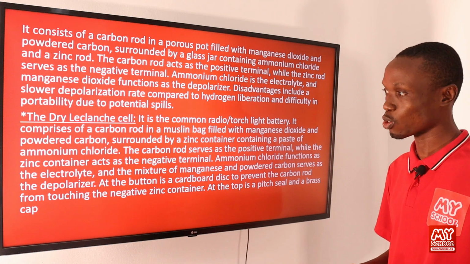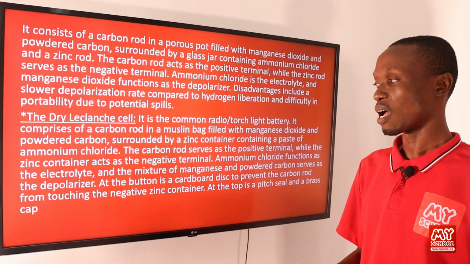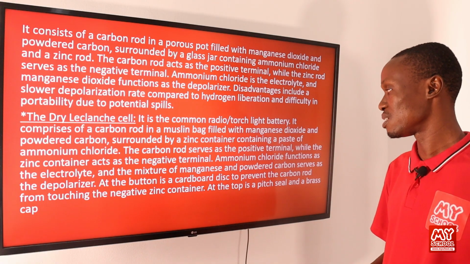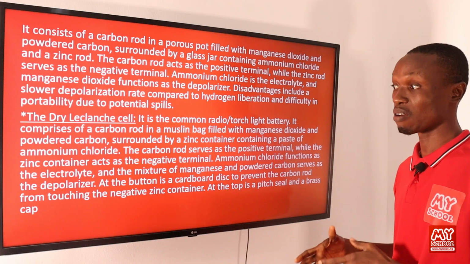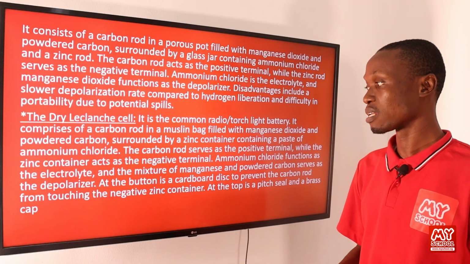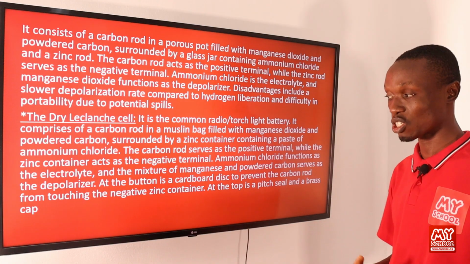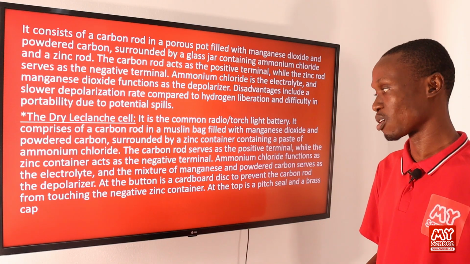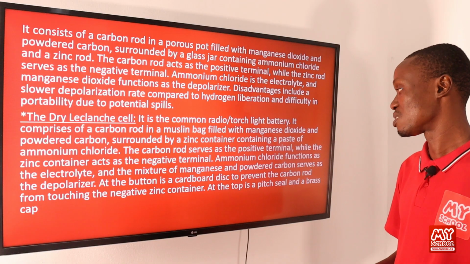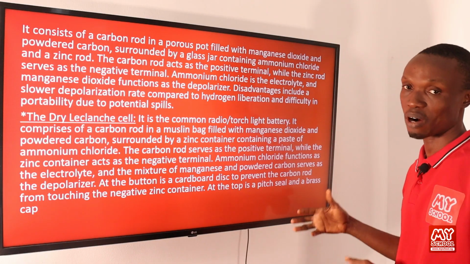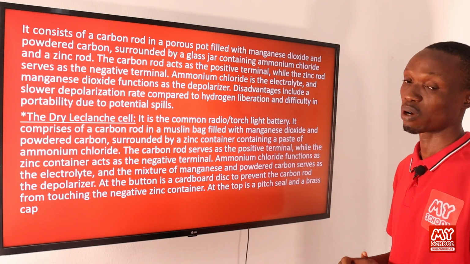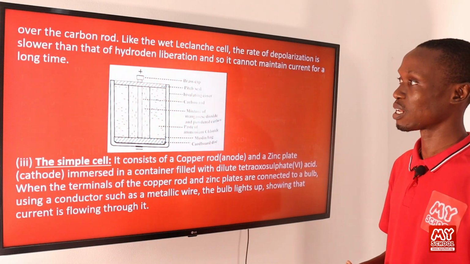Ammonium chloride functions as the electrolyte, and the mixture of manganese dioxide and powdered carbon serves as the depolarizer. At the bottom is a cardboard disc to prevent the carbon rod from touching the negative zinc container. At the top is a pitch seal and a brass cap. Let's move to the next slide so that we can see the diagram of the dry Leclanche cell.